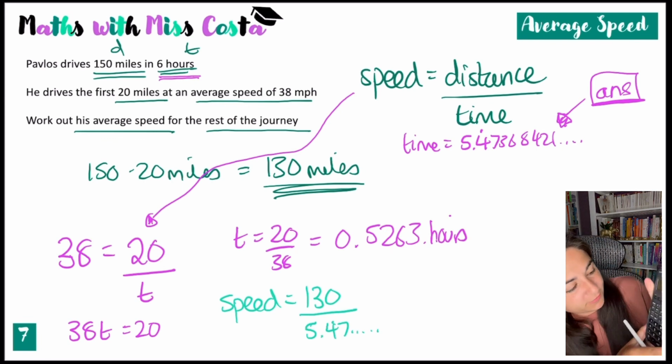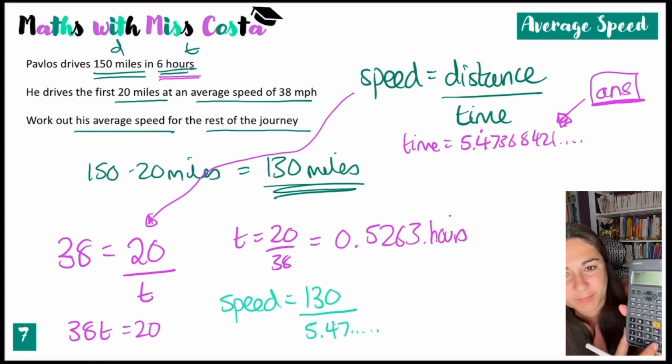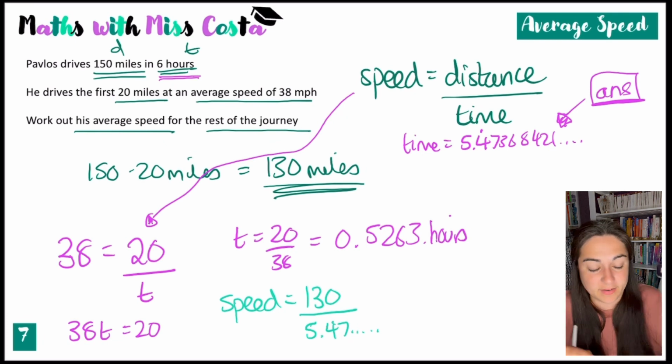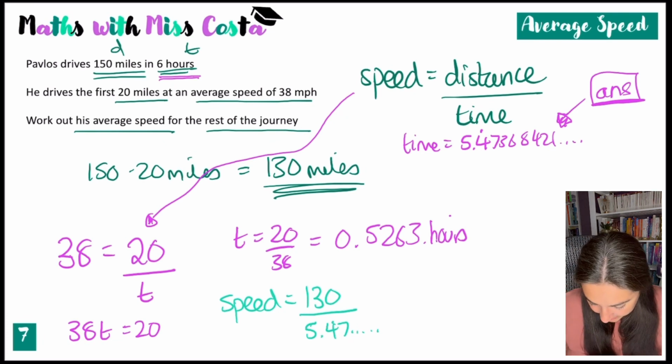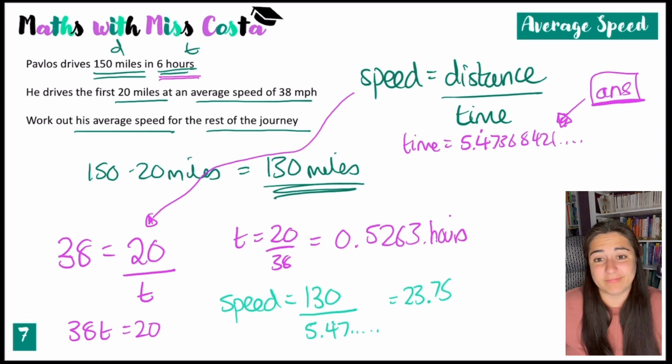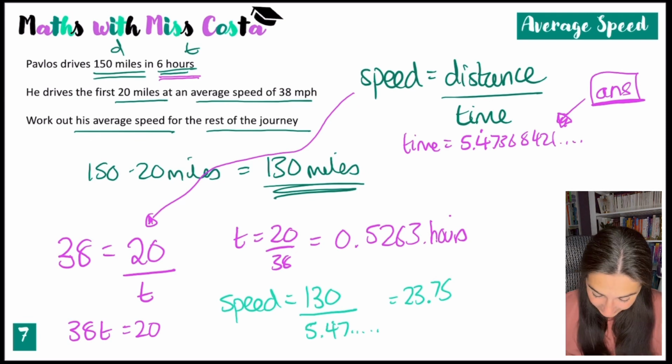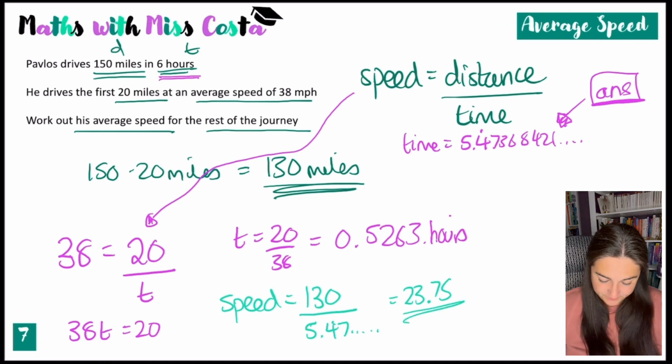So you write it as a fraction, and then over here is just your answer button, and it saves the last thing that was in the calculator. So 130 divided by answer is 23.75. That is a very slow speed, but hey, perhaps it was all through towns. Okay, so his average speed was 23.75 miles per hour.